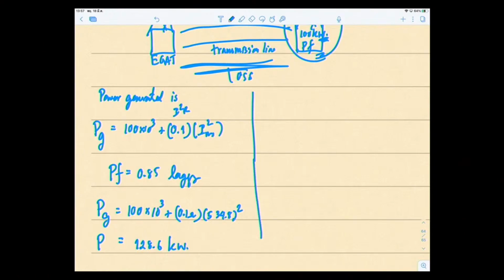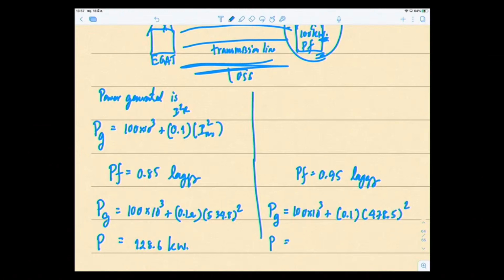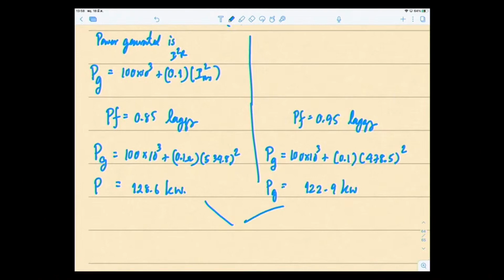What about if the PF is equal to 0.95 lagging? In this case, the power company generates what is required by the factory plus the loss. The current here was 478.5 squared. So therefore, it has to generate 122.9 kW. So again, it's reduced.